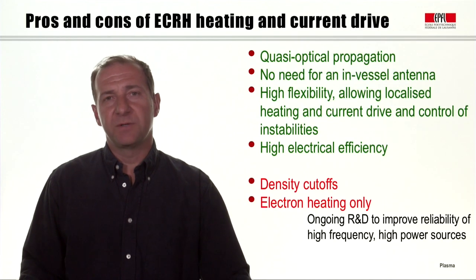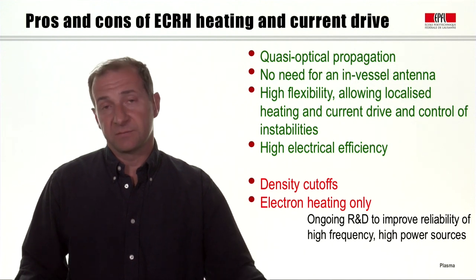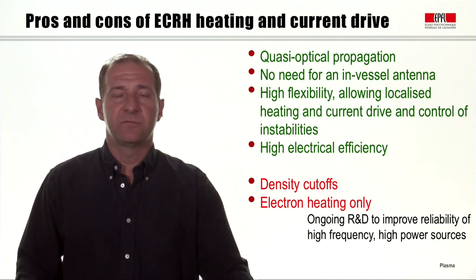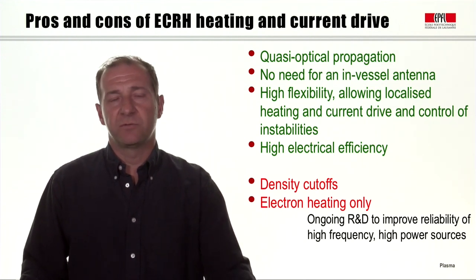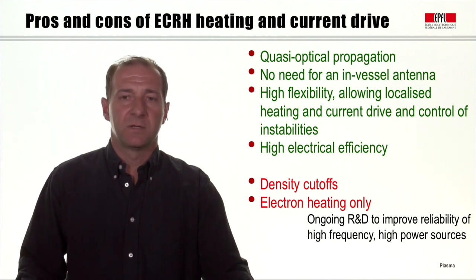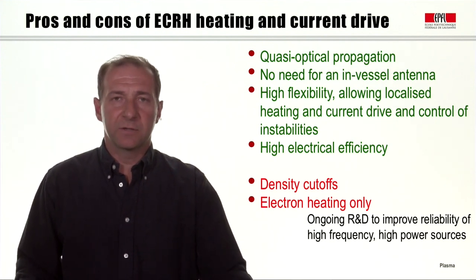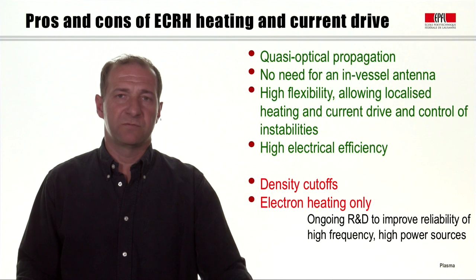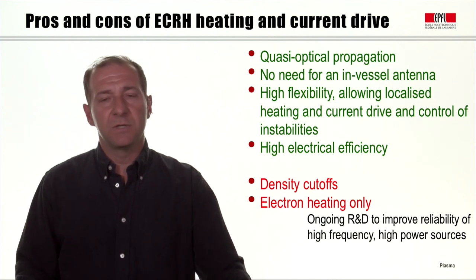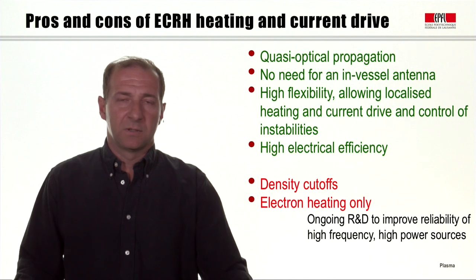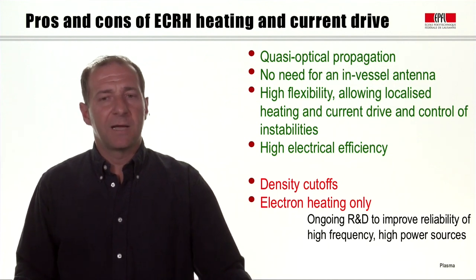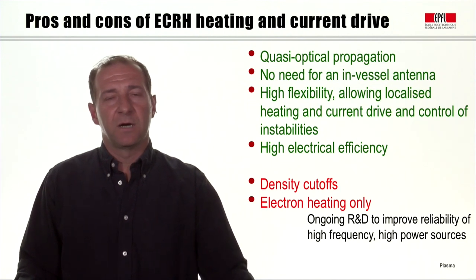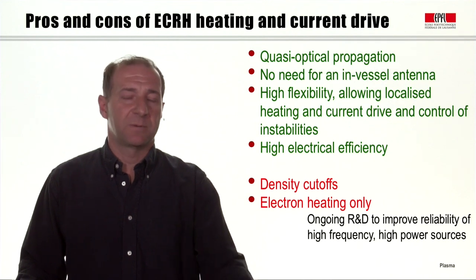So let me just briefly discuss the advantages and disadvantages as I see them, sort of a personal point of view, of ECRH heating and current drive for ITER, but also in general for fusion reactors. First of all, the high frequency of ECRH allows a quasi-optical propagation, so you can have a source that's very far away from the plasma. There is no need for an in-vessel antenna. There's a high degree of flexibility which allows localized heating and current drive, and therefore a very good degree of capability of controlling instabilities locally in the plasma.